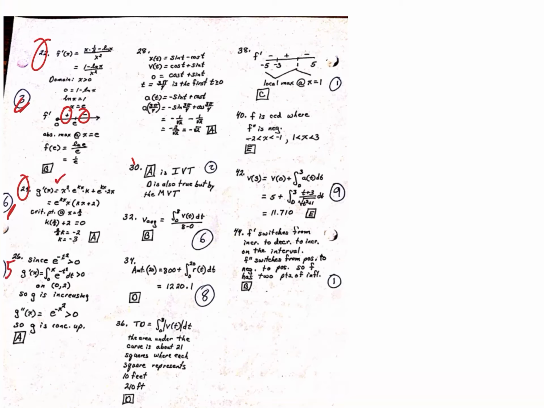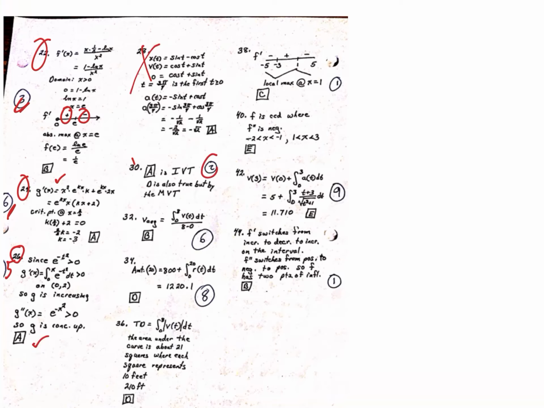26, looks like we had 5 people that were looking for help on 26. You're given g prime is the integral of some function here, and asked which of the following must be true on the interval from 0 to 2. Since the function that we were integrating is greater than 0 always, then g prime, which is the integral of that function, is going to be greater than 0. So that means g is going to be increasing, and g double prime is going to equal that inner function, which is also greater than 0. So g is going to be concave up for A.